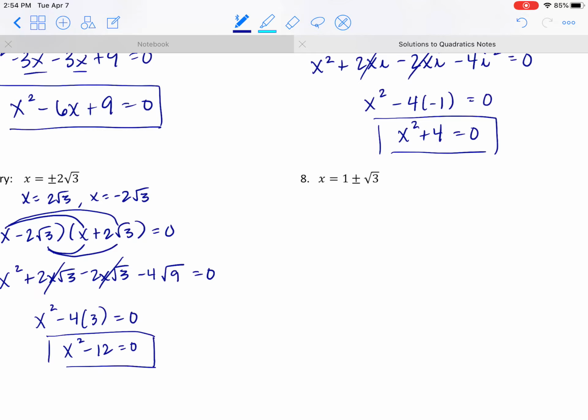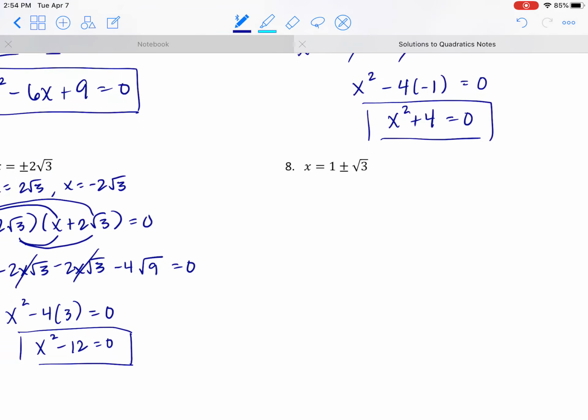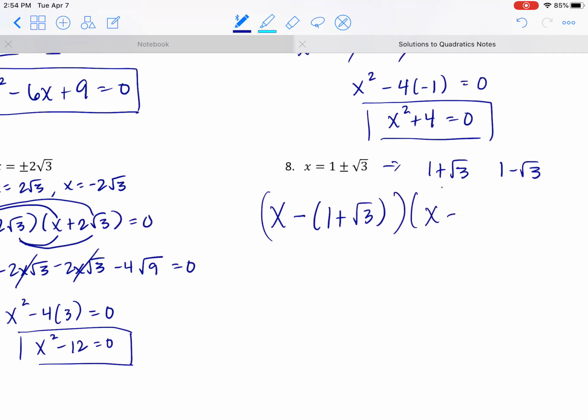Okay? All right, the last one is the one where I want to show you a process that's a little different. It's more along the lines of how I might solve this U-try or number 7. So I could use the process I used on the last several. I could put in x minus 1 plus radical 3i. Hold on. This is saying that 1 plus radical 3 and 1 minus radical 3 are solutions, right?